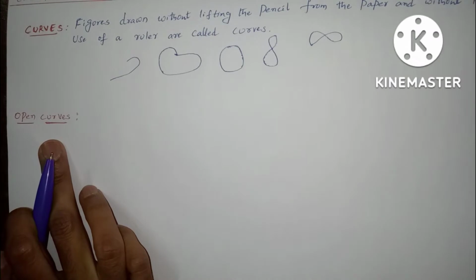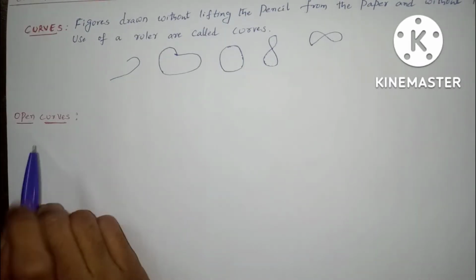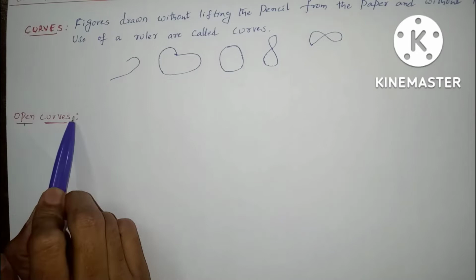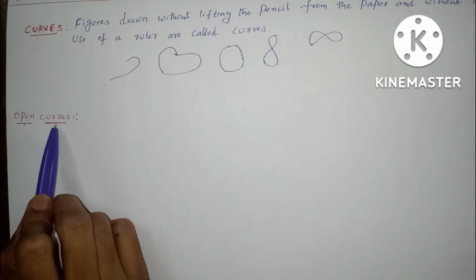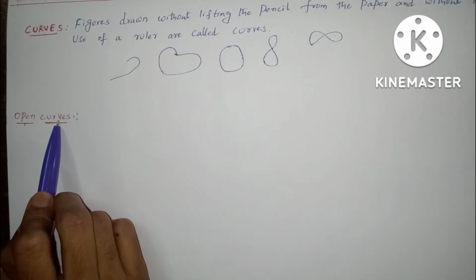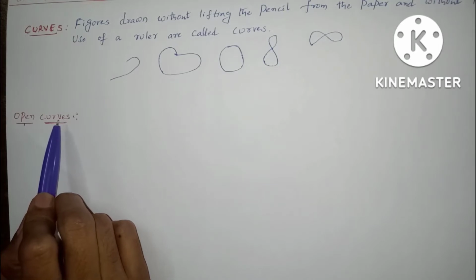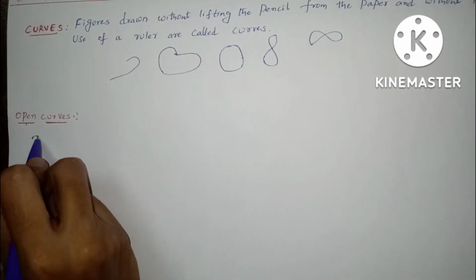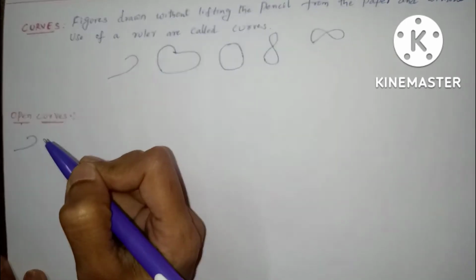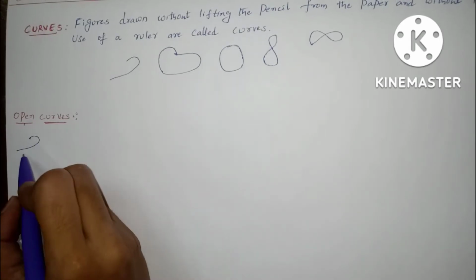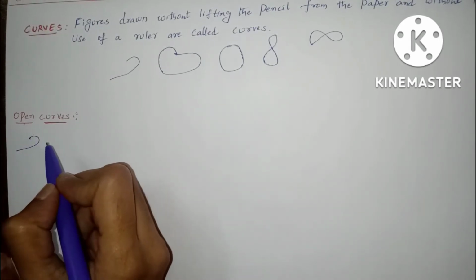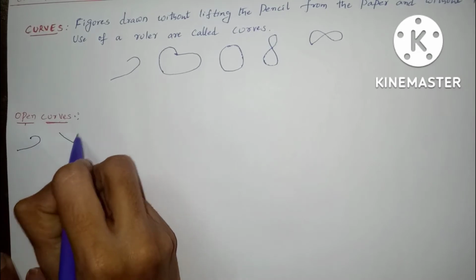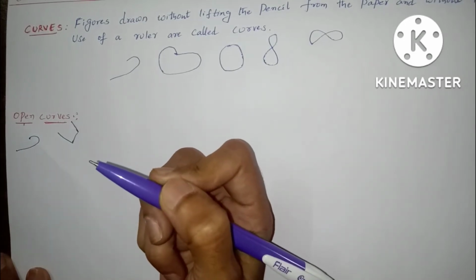The first one is the open curve. From the name itself, we can recognize it as an open curve. In the sense that the curves which do not have a complete figure, or a shape which is not closed by a line segment or a curve, is called an open curve. For example, if I draw this figure, this is an open curve because the figure is not closed with a curve. So this is also an open curve.